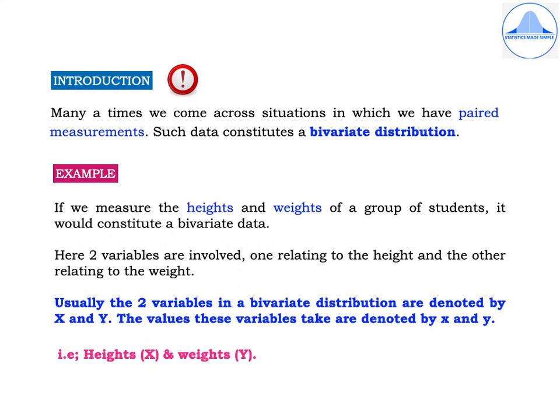Now, usually the two variables in a bivariate distribution are denoted by x and y in capital letters, and the values these variables take are denoted by alphabets in small letters, that is small x and small y.